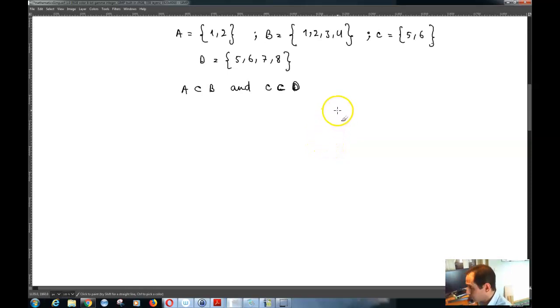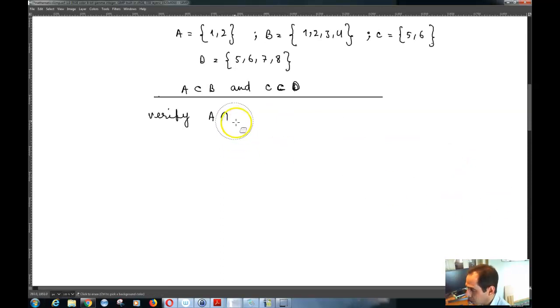Now there are two things that we want to verify. So this is based on the question. We want to verify that the Cartesian product of A and (B intersection C) is equal to the Cartesian product of A and B, intersected with the Cartesian product of A and C.